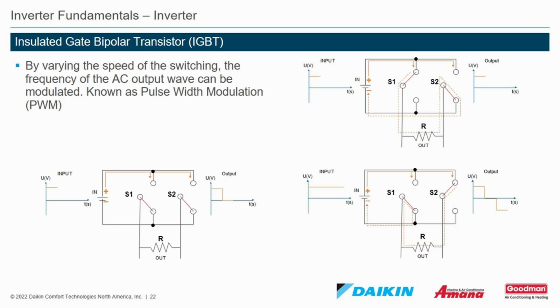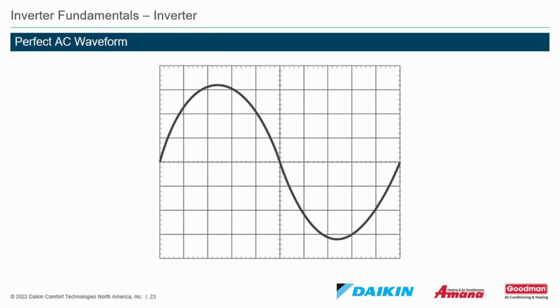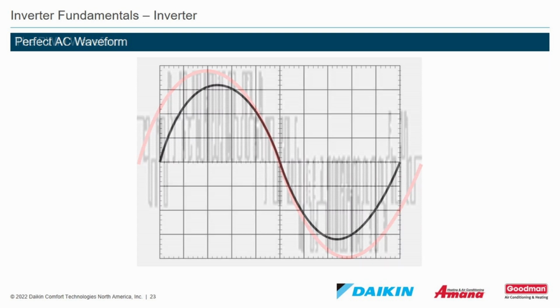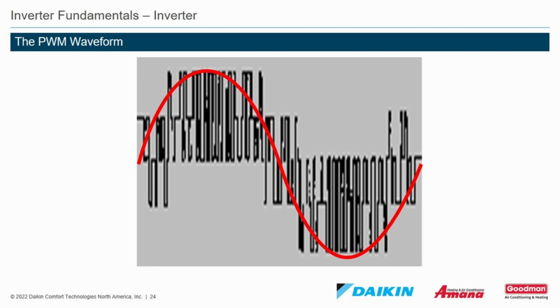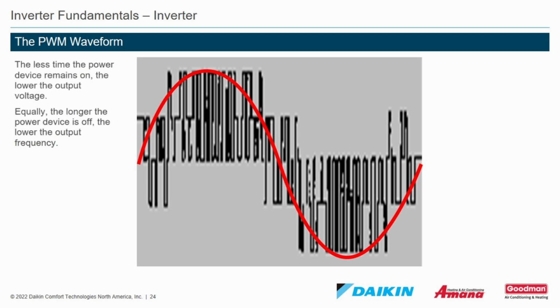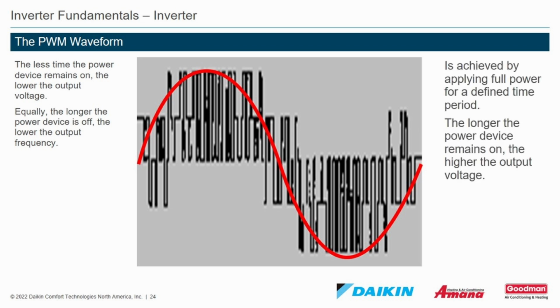By varying the speed of the switching, the frequency of the AC output wave can be modulated, known as pulse width modulation, or PWM. Here is an example of a perfect AC sine wave. Here's an example of the pulse width modulation sine wave. The less time the power device remains on, the lower the output voltage. Equally, the longer the power device is off, the lower the output frequency.